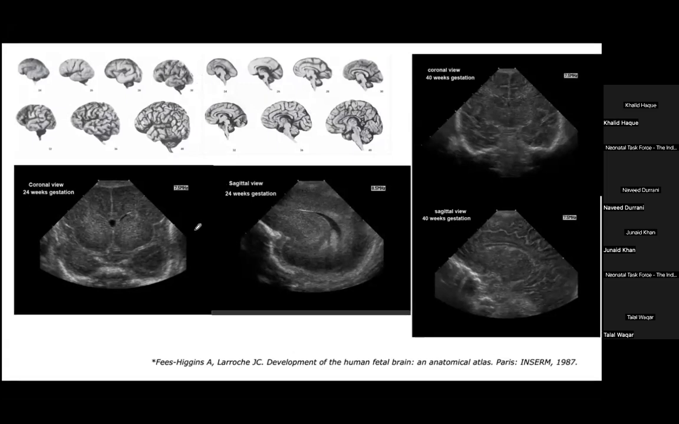How does this appear on the ultrasound? This is a coronal view in the 24-weeker, a very smooth brain, without much appreciable sulci and gyri. And this is the sagittal section, same, smooth, and this is normal. But if you find this in a term baby, it will be abnormal. And same as in 40 weeks gestation, in the coronal plane you will see sulci and gyri here, and you can also appreciate the sulci and gyri in the sagittal view.